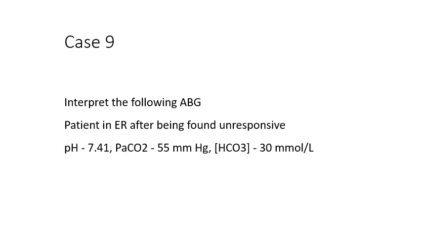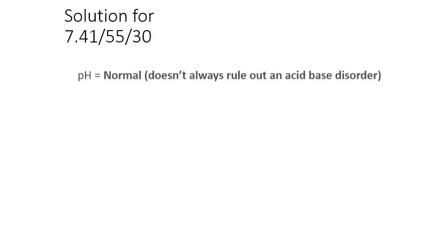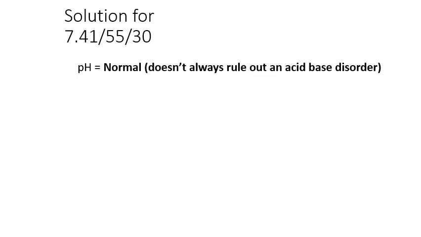Last one for this video, the pH of 7.41, PCO2 of 55 and bicarb of 30. Yes, the pH is well within normal range, but if you remember from my first video, I said that even if the pH is normal, it doesn't rule out an acid-base disorder. This can still be a mixed disorder. So the next step becomes looking at PCO2. In this case, the PCO2 is 55, which is more than 40, which tells us that the primary disorder is respiratory acidosis.